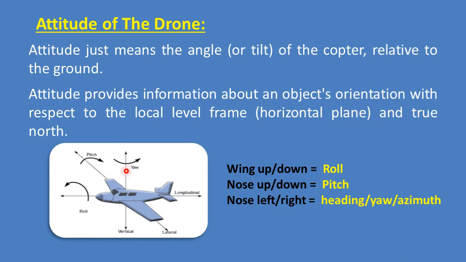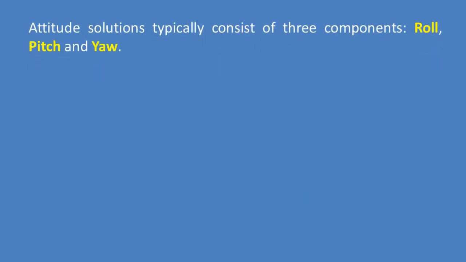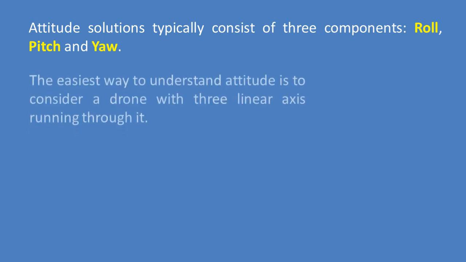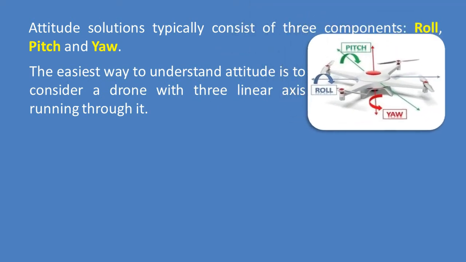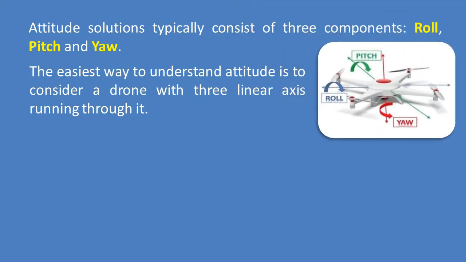Pitch, yaw and roll are shown. Wing up or down is equal to roll. Nose up or down is equal to pitch. Nose left or right is equal to heading, yaw or azimuth. Attitude solutions typically consist of three components: roll, pitch and yaw. The easiest way to understand attitude is to consider a drone with three linear axes running through it: vertical axis, horizontal axis and z axis.